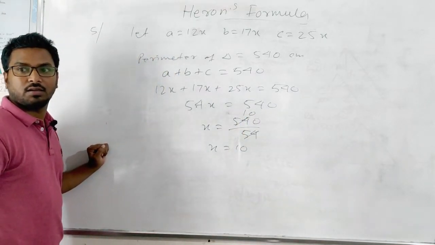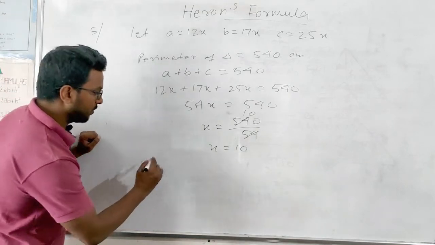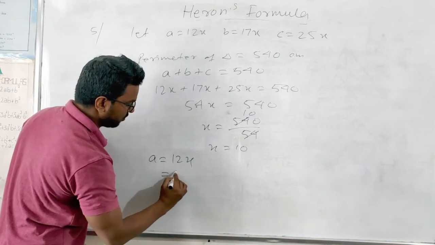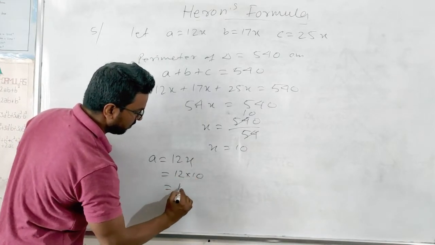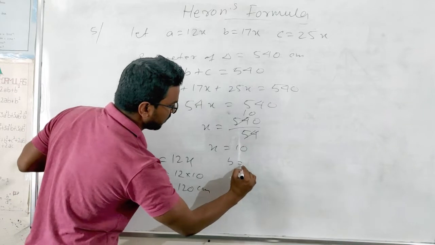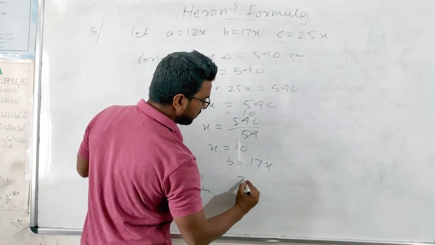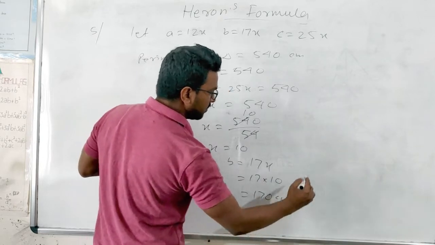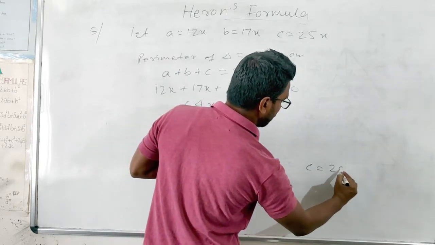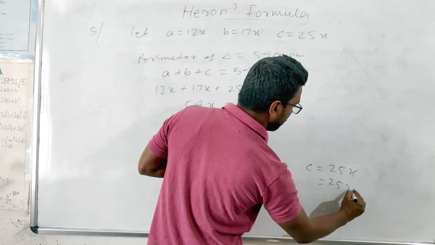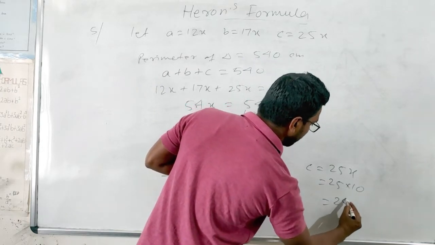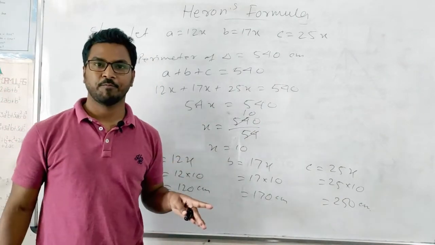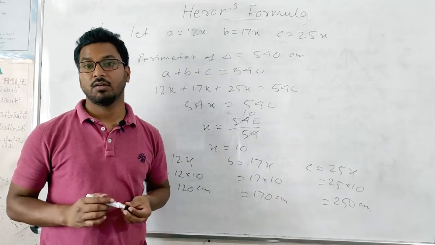Okay. X is 10. So A, what will it be now? What is A? 12x. So 12 into 10, 120 centimeter. What is B? 17x. 17 into 10, 170. What is C? 25x. So 25 into 10, 250 centimeter. So we got all the sides. Okay. Now we'll put them in the formula.